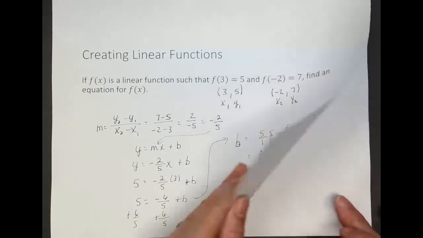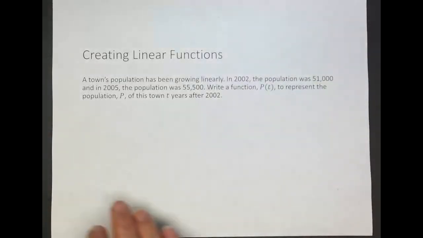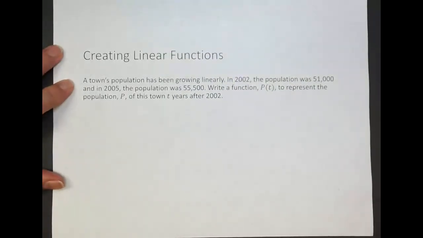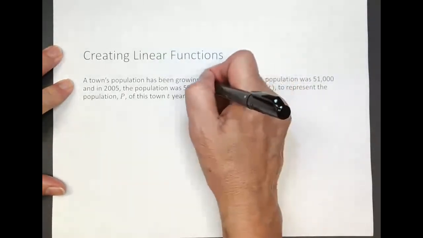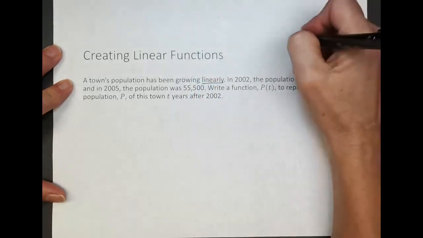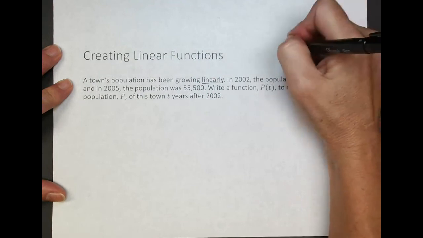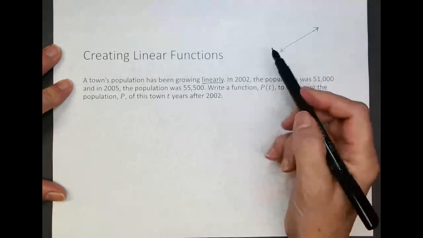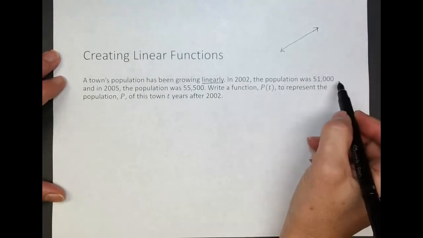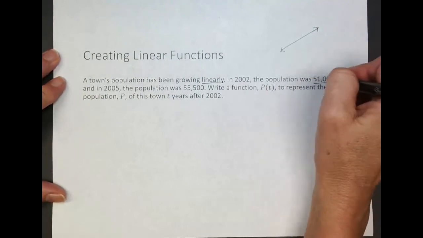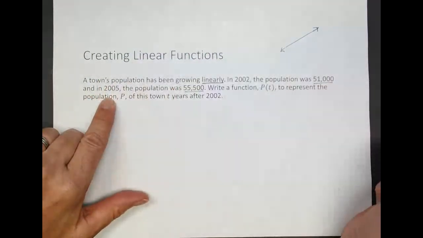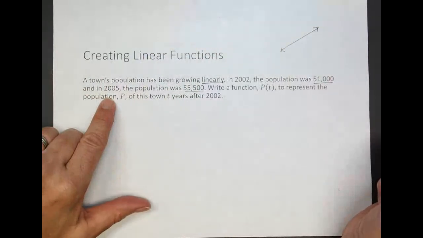Let's look at creating linear functions one more way. All right? Here we have a town's population that's been growing linearly. Okay, so we have linear growth, right? That means right in my mind, I know that when I graph this, it's going to be an upward sloping line. All right. In 2002, the population of the town was 51,000. And in 2005, that population had grown to 55,500.